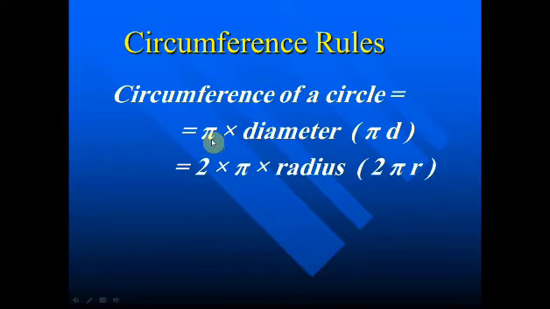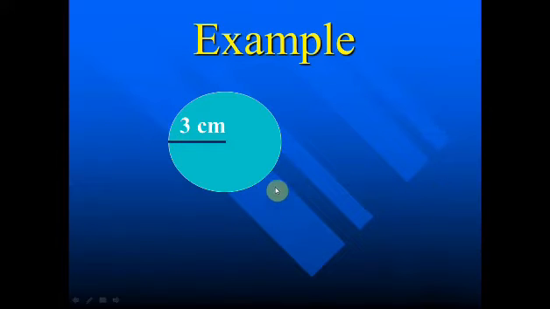Again, we have two formulas. The first, pi multiply diameter. We use it if we have the length of the diameter. The second, 2 multiply pi multiply radius, or 2 pi r. We use it if we have the length of the radius, and pi always equals 3.14 because it is a constant value. Now, example, find the circumference of the following circle.